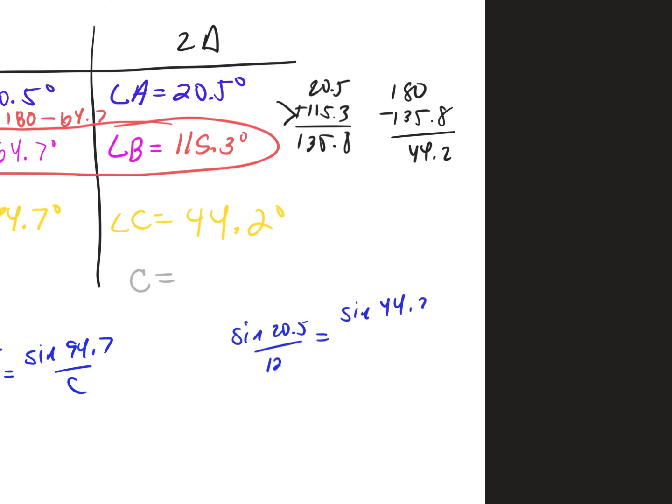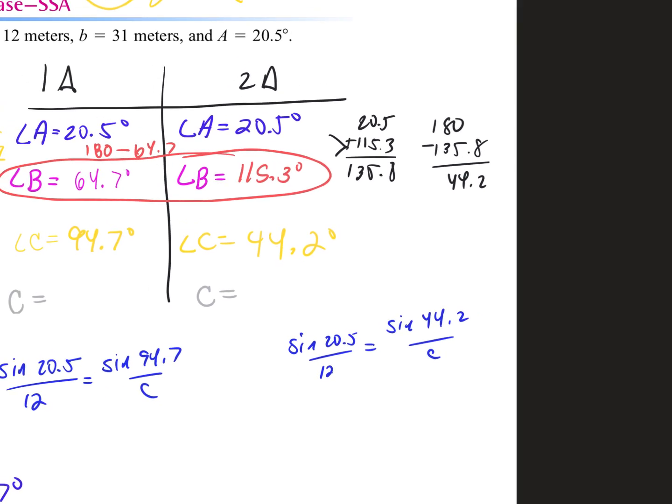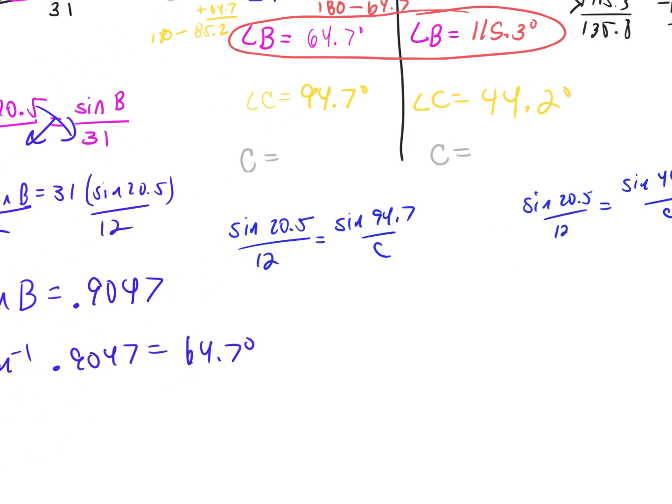Sine 44.2 over C. So if there is no triangle present, when you find the supplement and then add it to the given, it'll be more than 180. If there is a second triangle, you'll find the supplement, add to the given, and it'll be less than 180. So now you just say, oh, okay, the possibility of two triangles is apparent. So let's solve this one on the left.